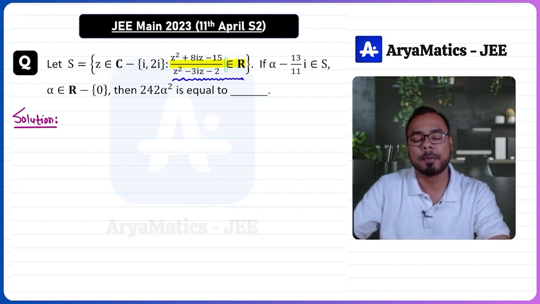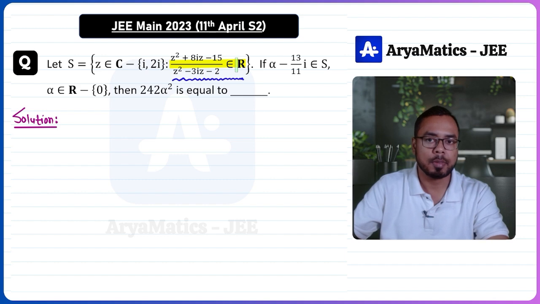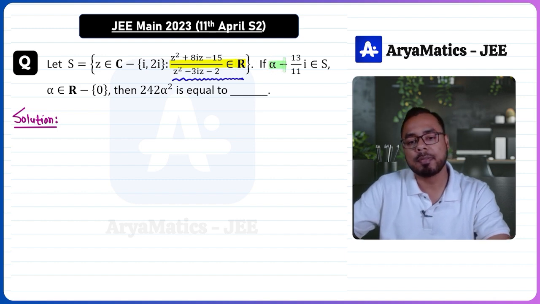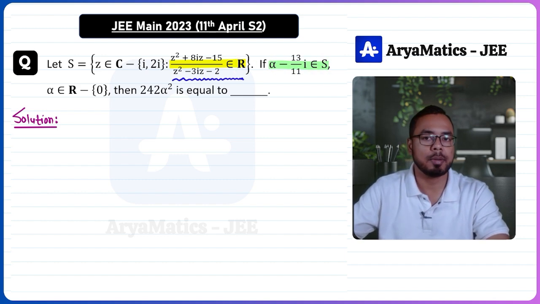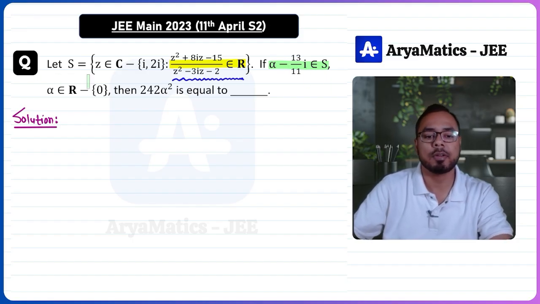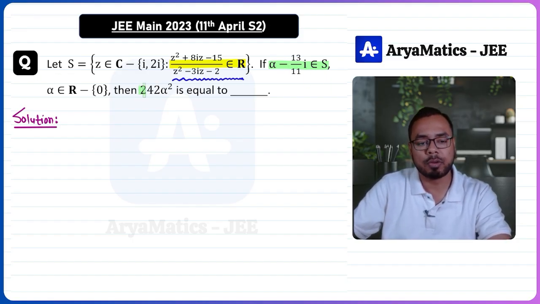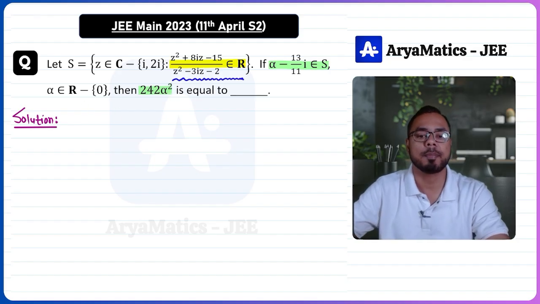complex numbers Z for which this biquadratic complex number is always real. If alpha minus 13 by 11 iota belongs to S, or is an element of S, then we need to find the value of 242 alpha square.